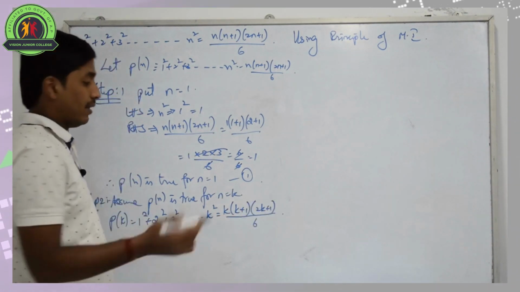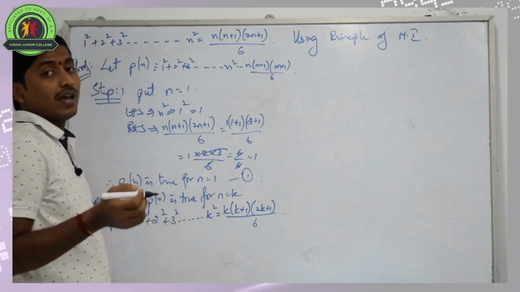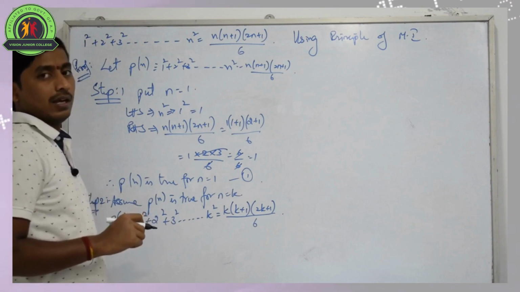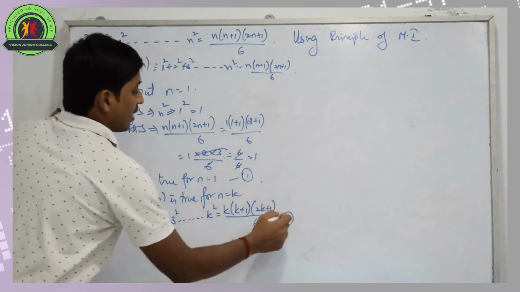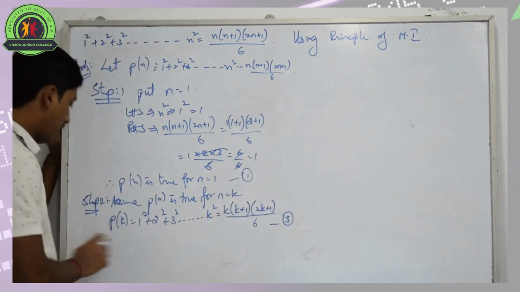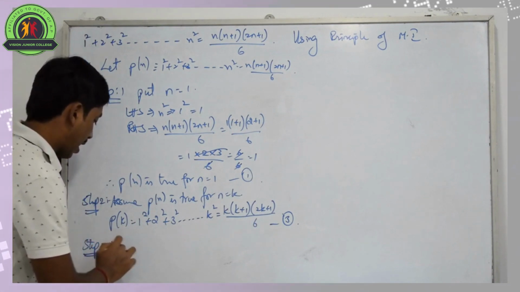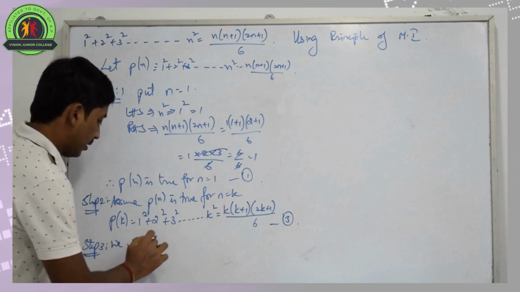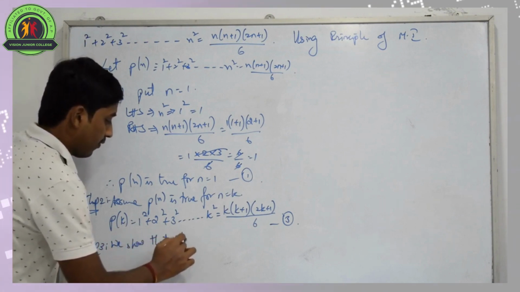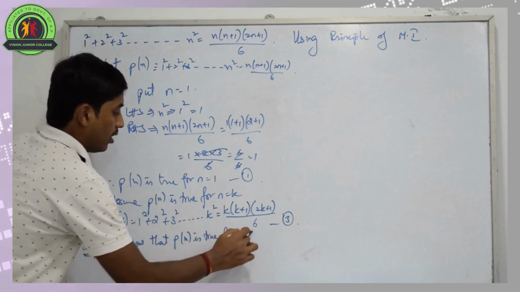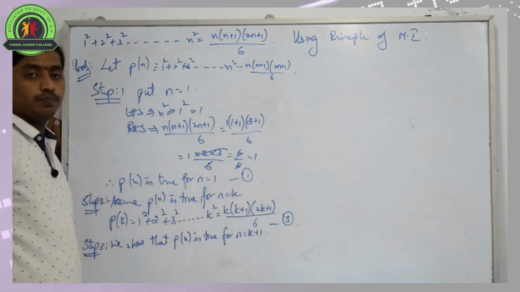And what is the next step? Tell me. We have to prove that P of n is true for n equal to k plus 1. Let us assume this as statement 3. What is my next step? Step 3 will be, now we show that P of n is true for n equal to k plus 1.